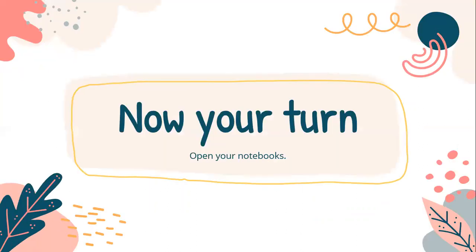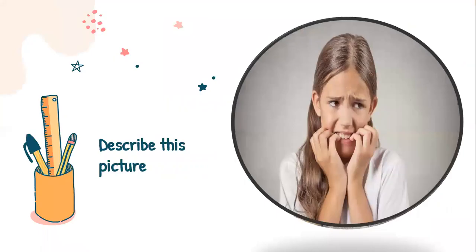Now it's your turn. So open your notebooks because we have notebook work. All right. So write today's date, write descriptive writing, and begin. You're going to describe this picture in 2 to 3 lines. Okay, if you've not finished, you need to pause and do it because I need to go ahead. Are you done? Pause.